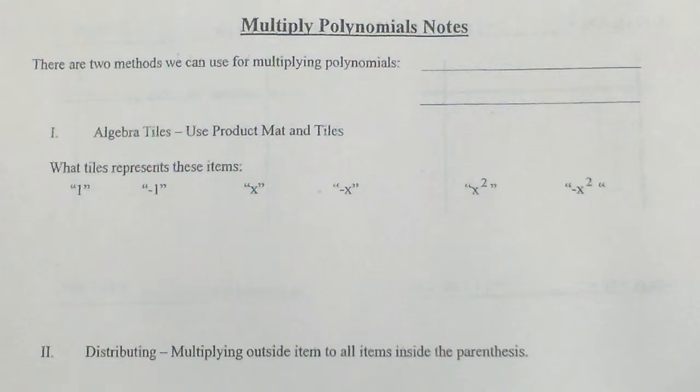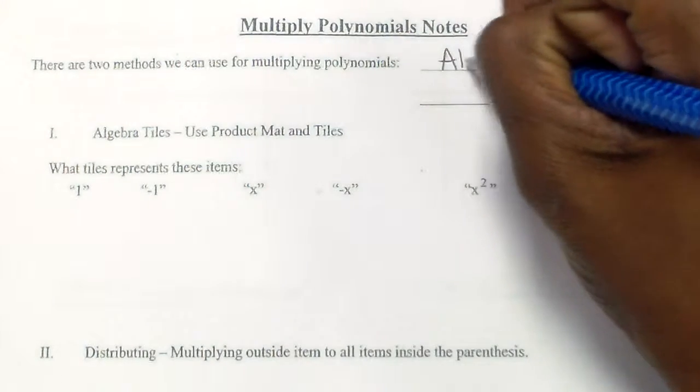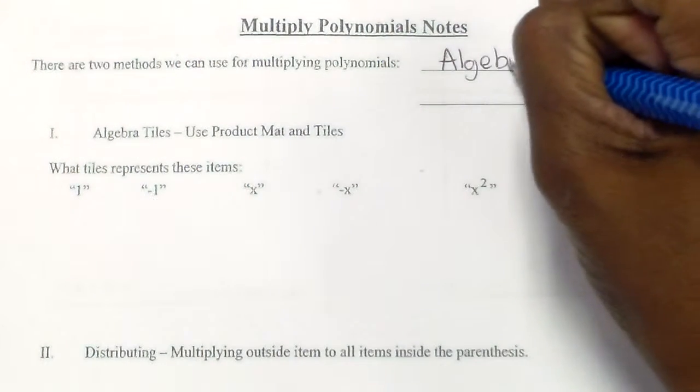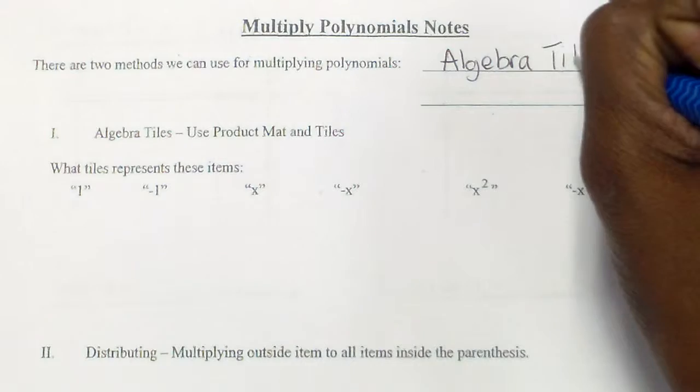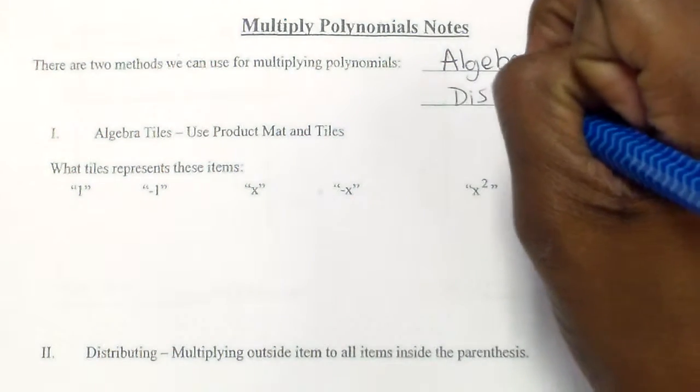On yesterday, you added and subtracted polynomials. Today, we're going to multiply polynomials. Now remember, since we're multiplying, our multiplication rules are going to come into play. There are two methods when multiplying polynomials. One is using algebra tiles, and the other one is the distribution method.